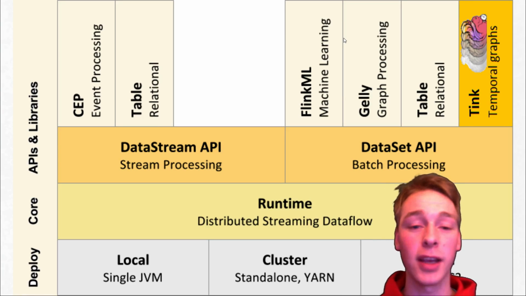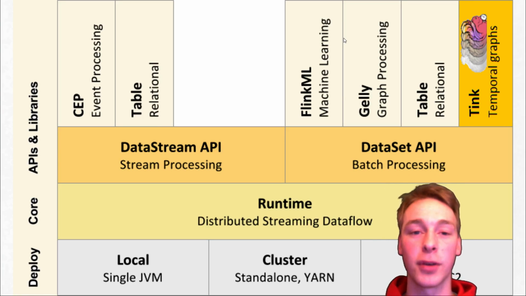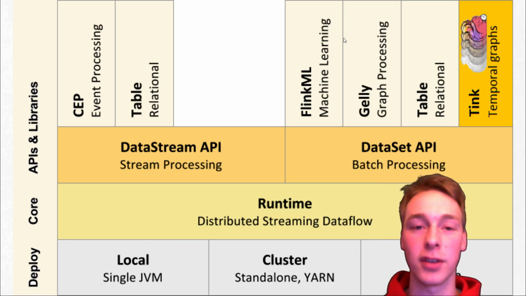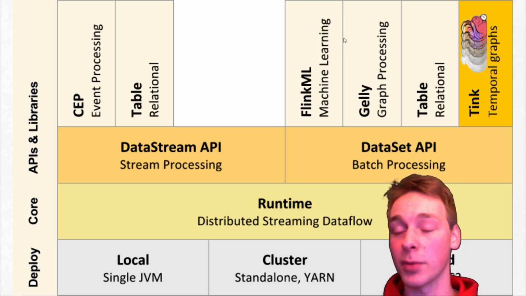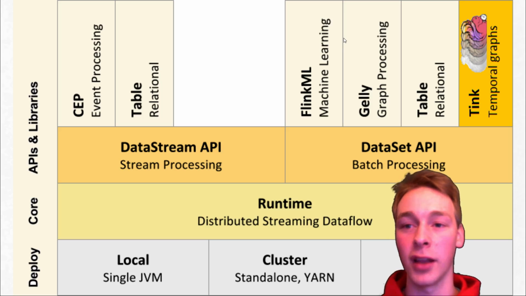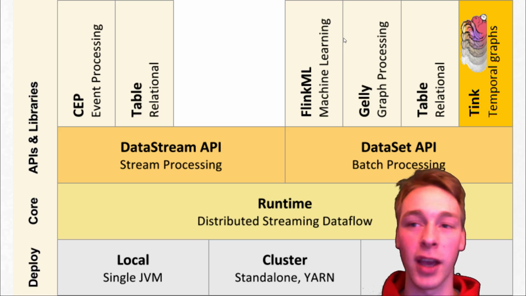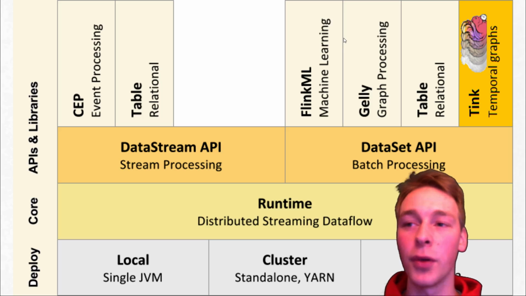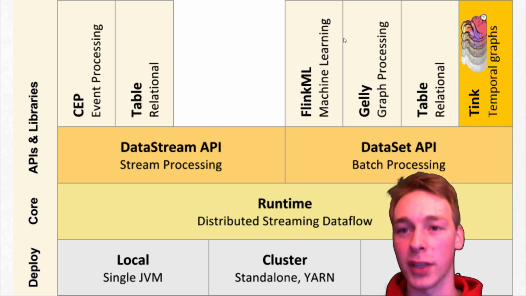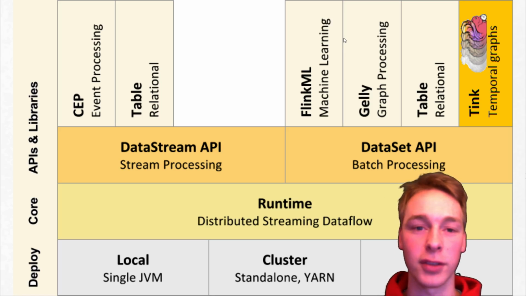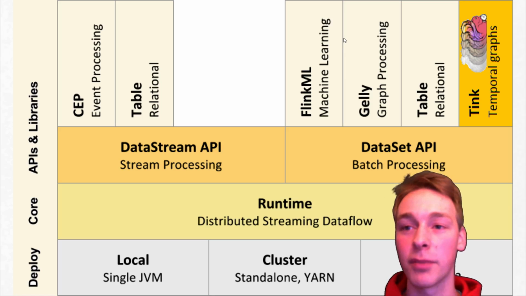On the bottom layer, you see the deployment layer, which connects to different databases. The second layer is the runtime layer, which distributes the streaming data flow and also handles all the query optimization. And the last layers are the APIs and the libraries. You can see that Flink is on top of the dataset API, which handles batch processing. And there's also a streaming API, but that we don't use.